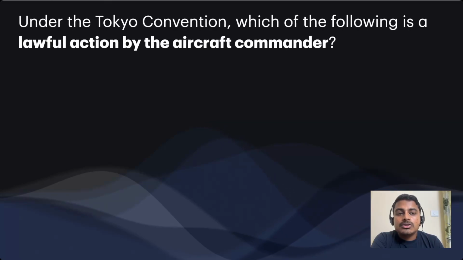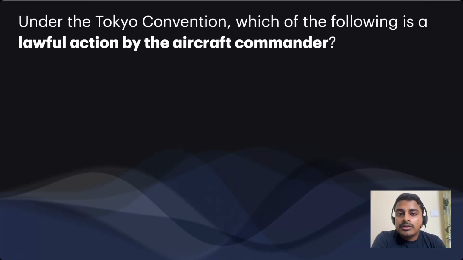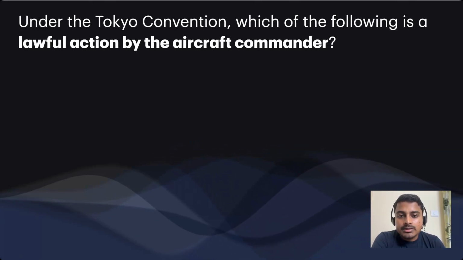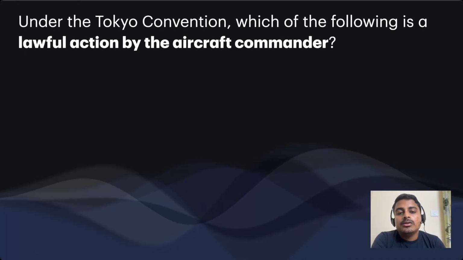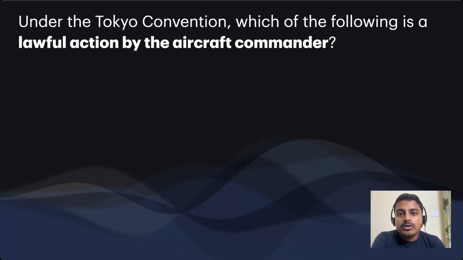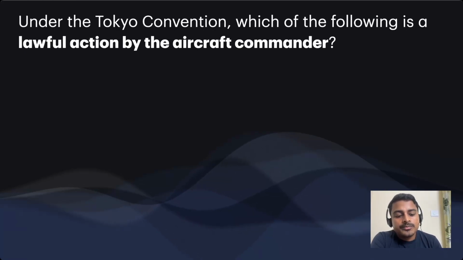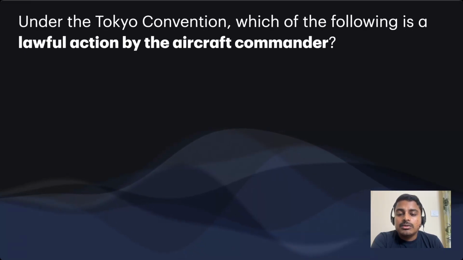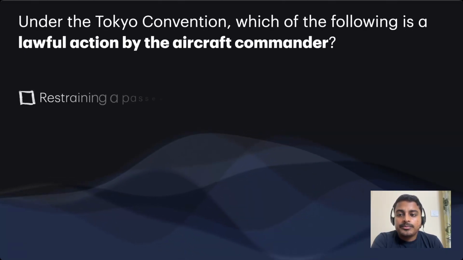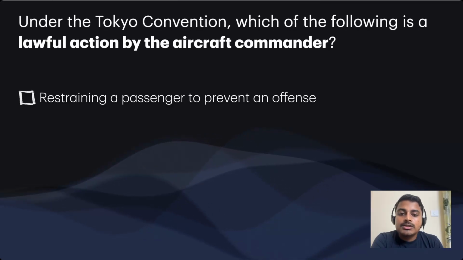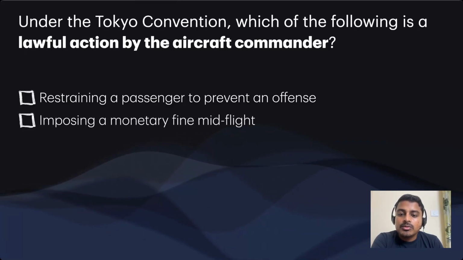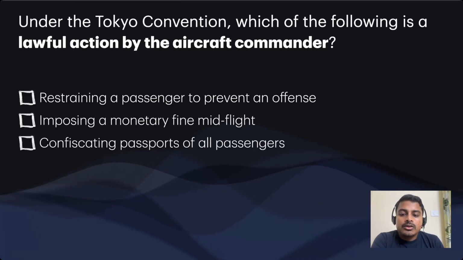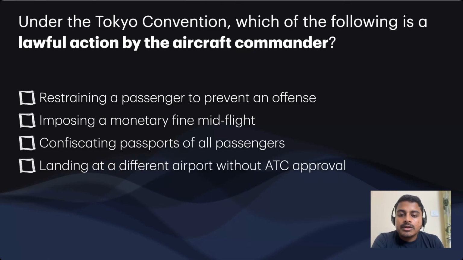Under the Tokyo Convention, which of the following is a lawful action by the aircraft commander? Okay, under the Tokyo Convention, the aircraft commander has certain authority to restrain the person when there is something committed on board, any crime, any offense committed on board. Okay, so which is a lawful action that was taken by the aircraft commander? First option is restraining a passenger to prevent an offense, imposing a monetary fine mid-flight, confiscating passports of all passengers, landing at a different airport without ATC approval.